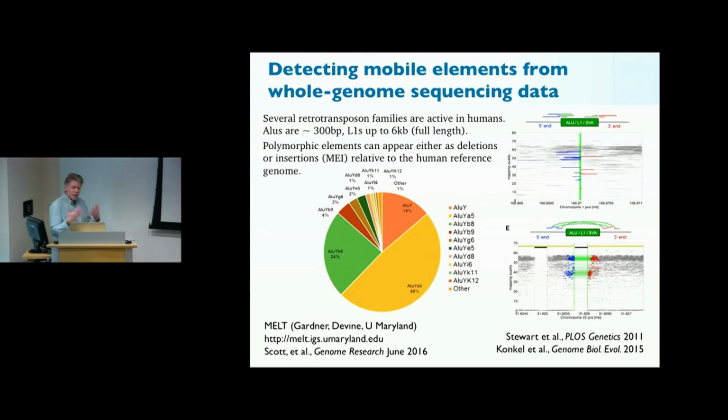So specialized methods that know about ALUs and L1s and their properties are much more effective at looking at these kinds of variants. One of the popular ones is MELT, from the University of Maryland. Some of the initial work on this was done by Chip Stewart in the 1,000 Genomes project, and Chip is now at the Broad.